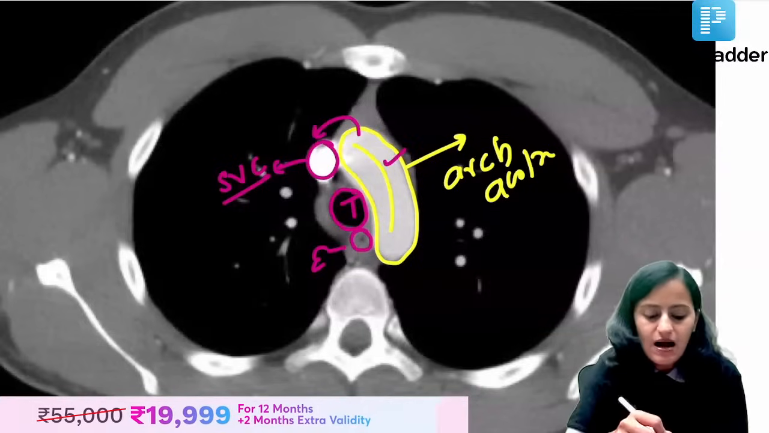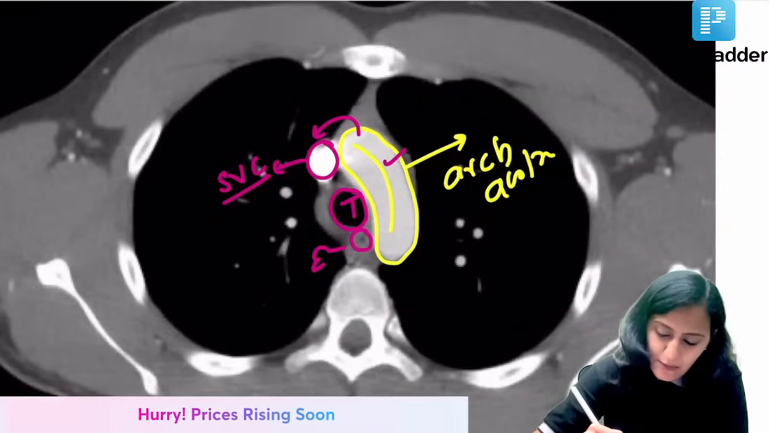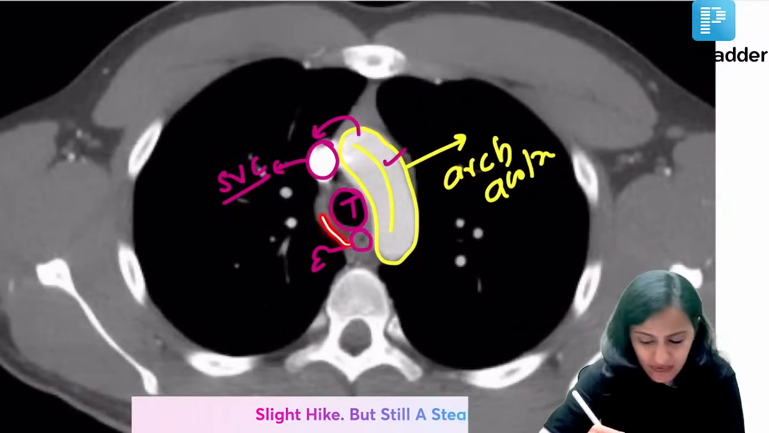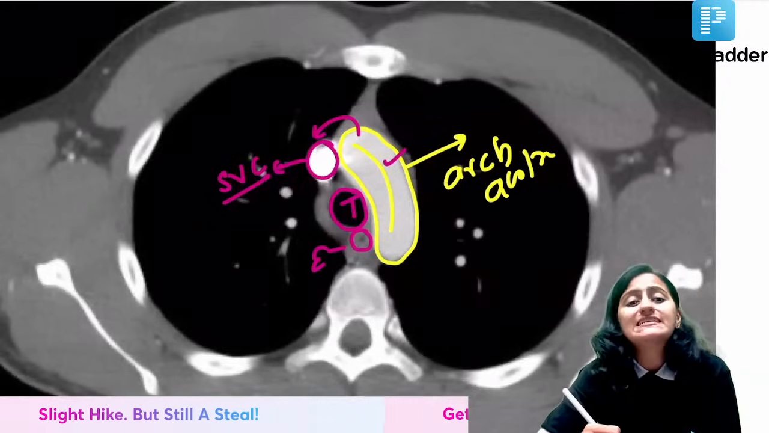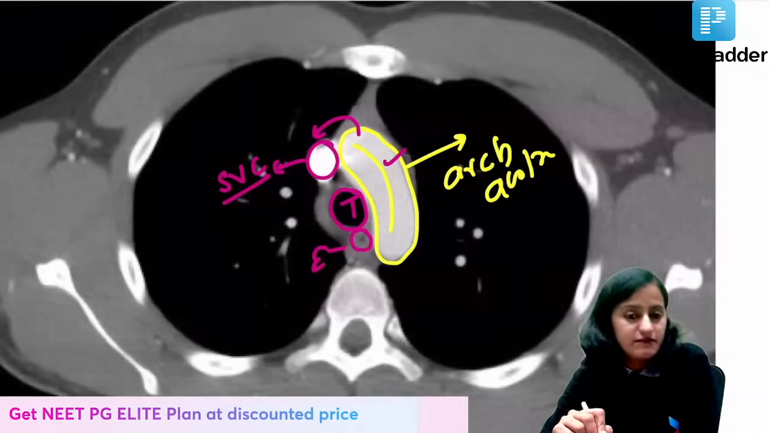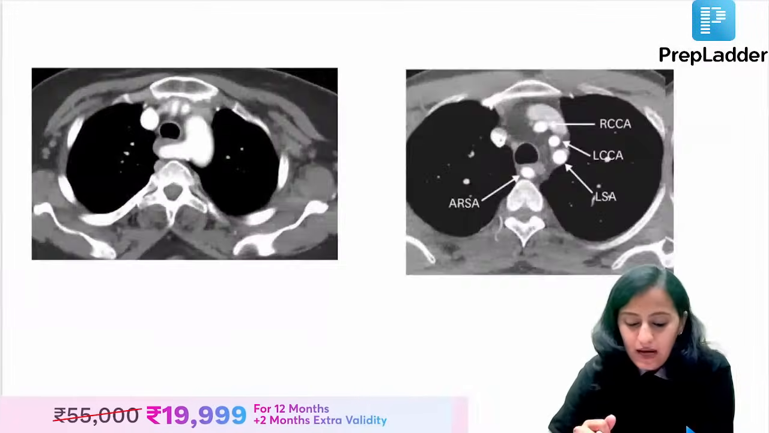This is the arch of aorta. Okay, superior vena cava, arch of aorta. And what is this which is going and will drain into the superior vena cava? This is where you will have azygous vein. Okay, azygous vein draining into the superior vena cava. That is azygous vein. Right, this was asked.